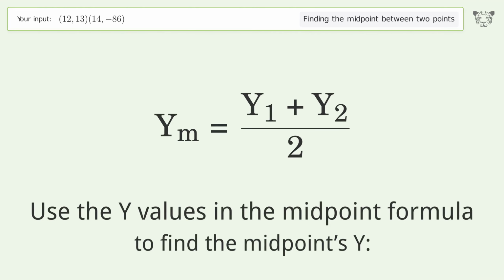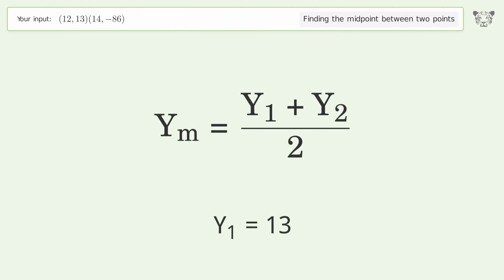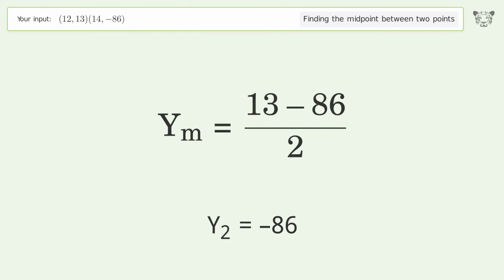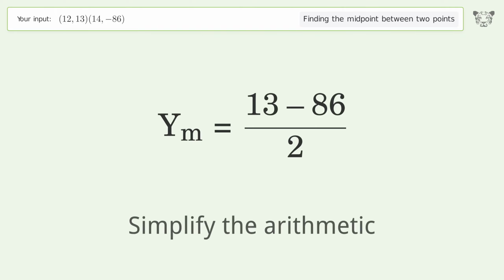Use the y values in the midpoint formula to find the midpoint's y. y1 equals 13. y2 equals negative 86. Simplify the arithmetic.